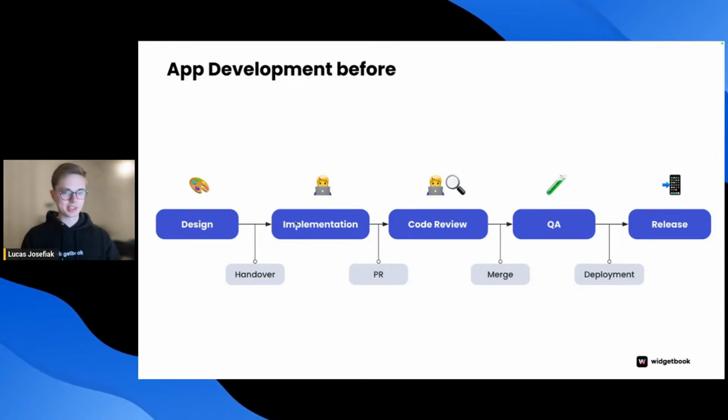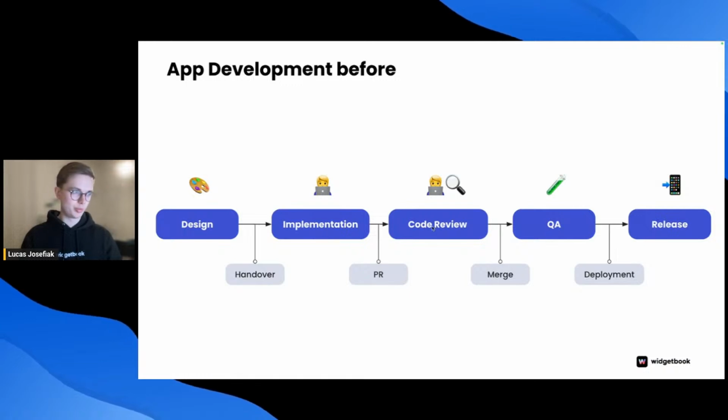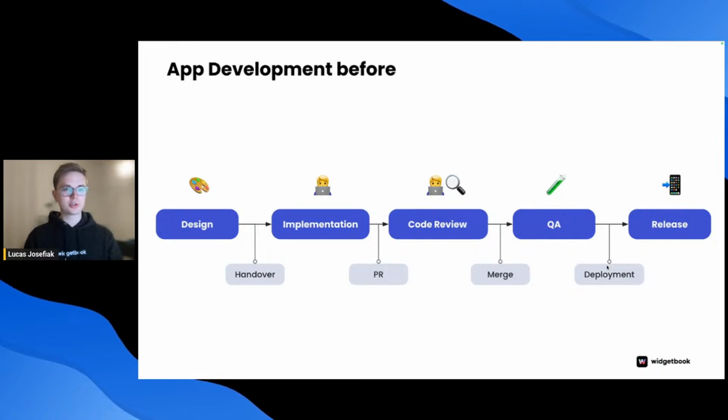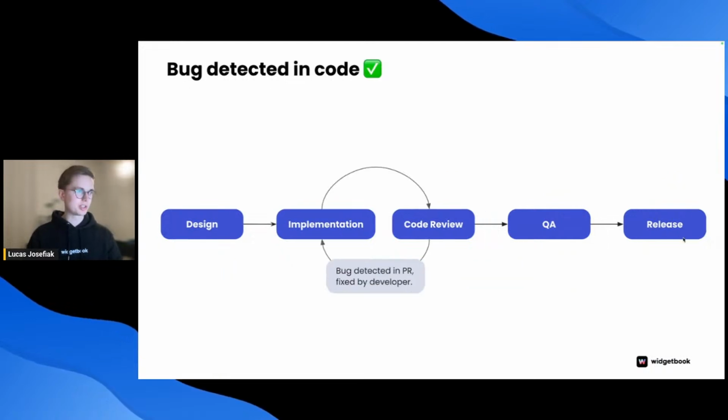It's being handed over to us developers. We're implementing it. Then we have a pull request. We have a code review in the pull request. Afterwards, we merge the pull request. Then QA tests it. Then it goes into deployment and is being released to our users.